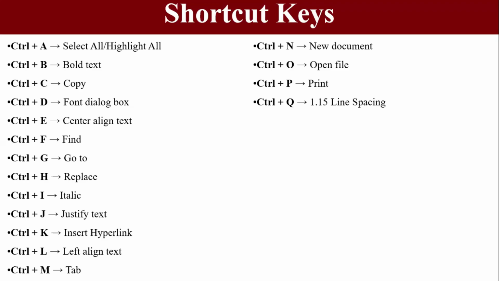Then we also have Control R, which is right align text. As I said, by default, when we start typing our text, it is in Control L, which is left align text. So maybe later on you want it to be right aligned. It will just align your text to the right margin. Control L will align your text to the left margin, while this one will align your text to the right margin.